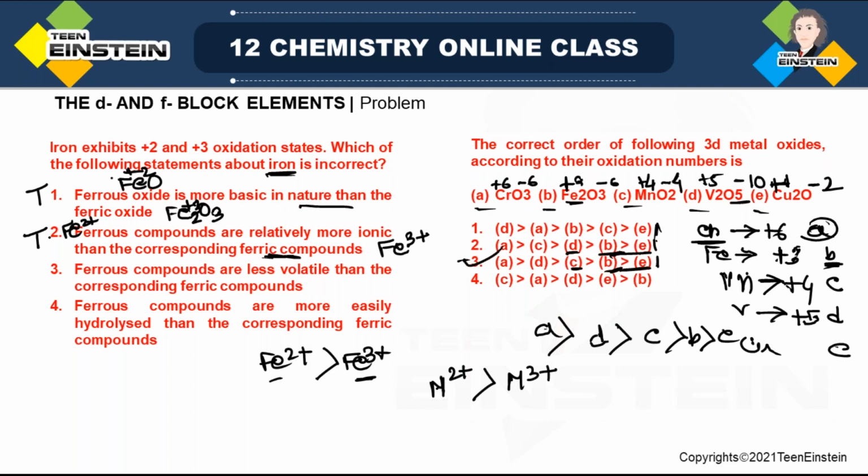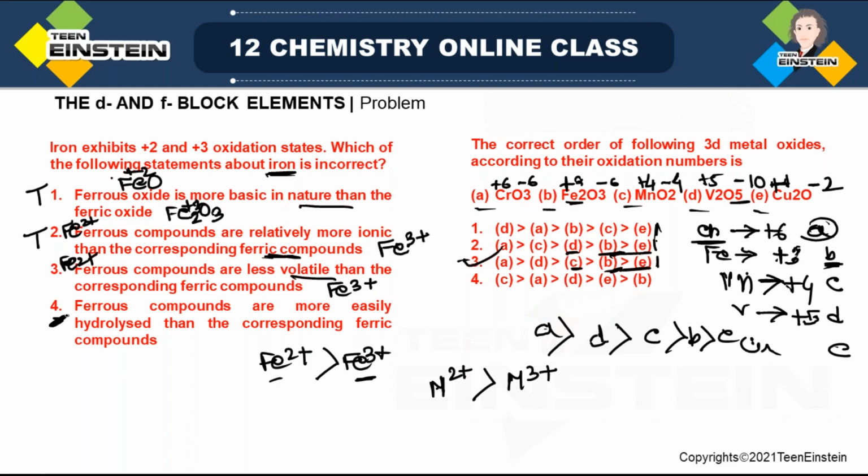The third one, ferrous compounds, that means again compounds where the oxidation state of iron is 2+. They are less volatile than the corresponding Fe3+ compounds. Now directly from any logic, you cannot understand whether it is correct or not. But whenever you are facing this type of problem, whether it is correct or not, just move to the other statement.